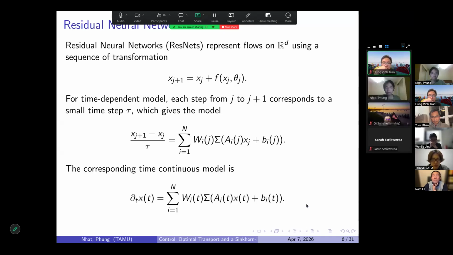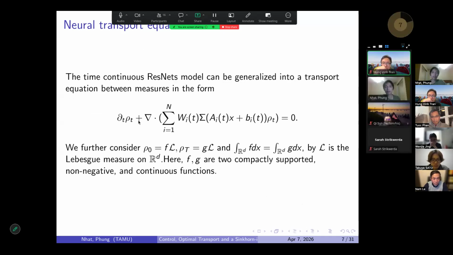After the neural ODE, we can make it a little more general. Instead of a trajectory of one point, we can make it into a distribution. We can assume that we move a whole mass, not just one point.